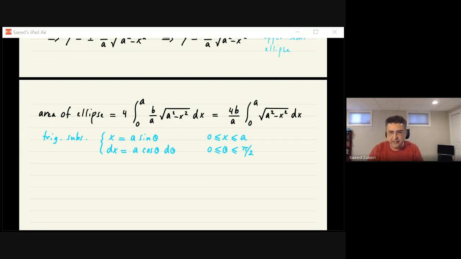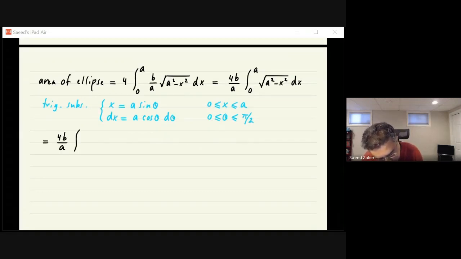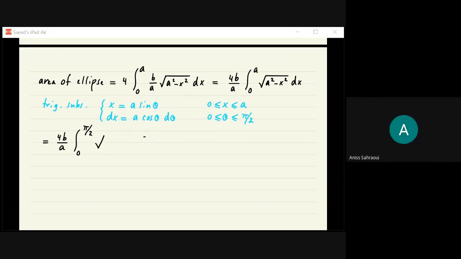So while the interval for x is 0 to a, after this substitution, the interval of the new variable theta becomes 0 to pi over 2. And therefore, after this substitution, I'm going to end up with the new integral. So I had 4b over a outside. Then it becomes the integral from 0 to pi over 2.